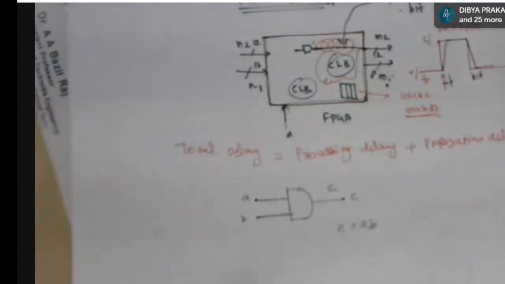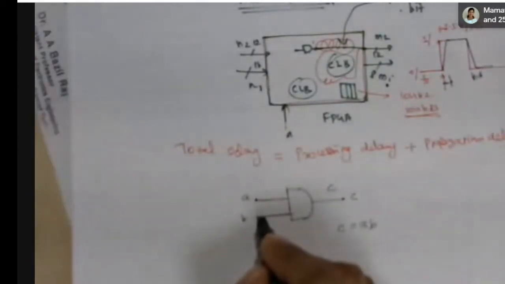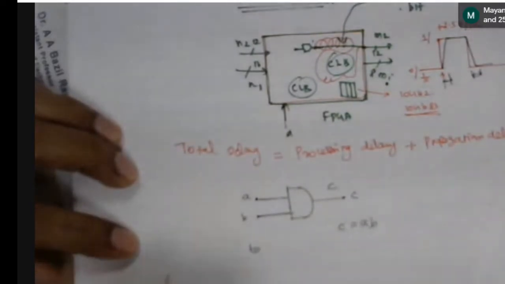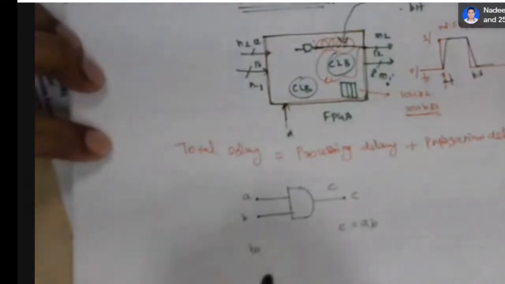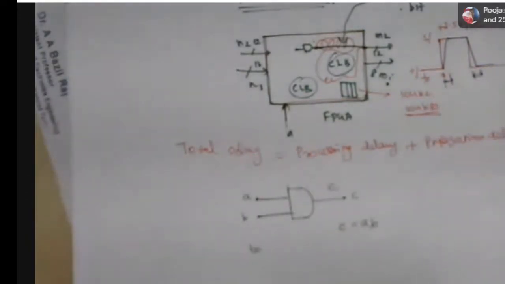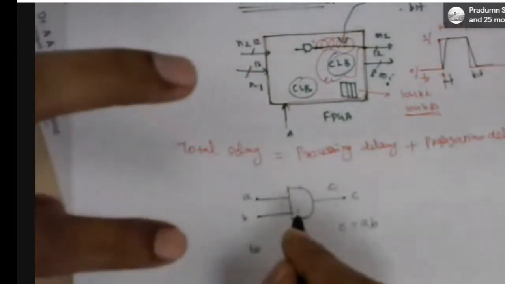Suppose at an instant of time, at T0, I'm simultaneously changing the input from some value to some other value for A and B. Listen to me carefully. At T0, I'm giving the input to A and B. Immediately at the same T0, I cannot get the output. The output will not be available at the same instant, because the AND gate is nothing but it has two diodes inside. The equivalent circuit is inside there.